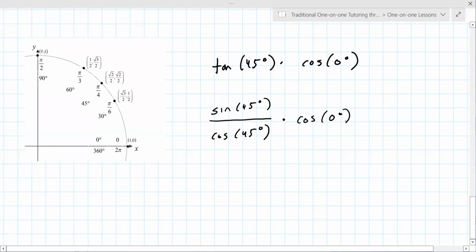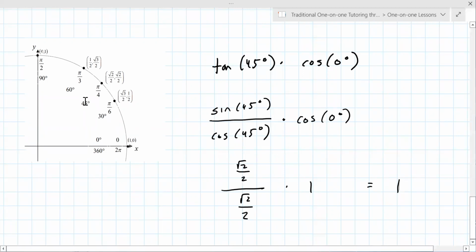Do you have an answer for me or do you need some more time? Is the answer just 1? Yes, because the tangent of 45 is 1 and the cosine of 0 is 1. So yeah, it's 1 times 1, it's just 1. Okay.